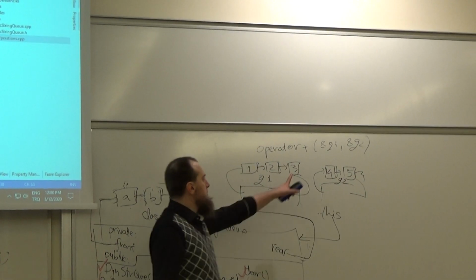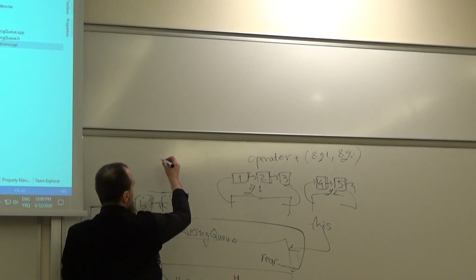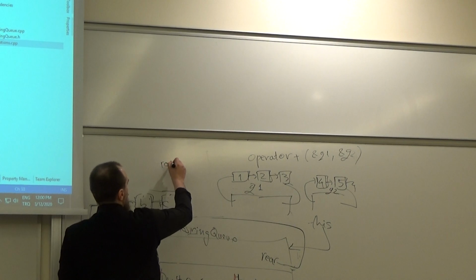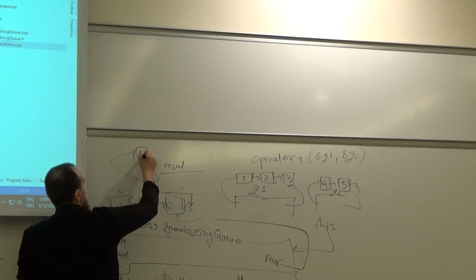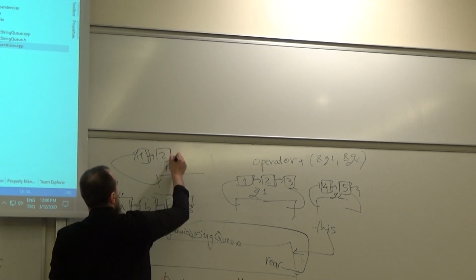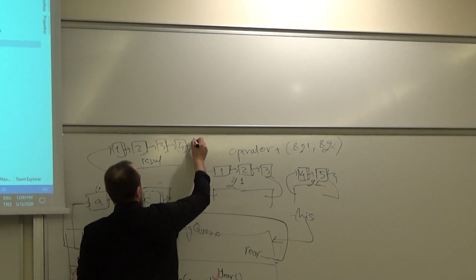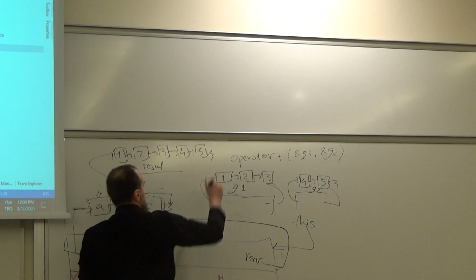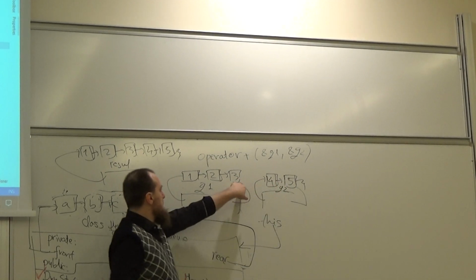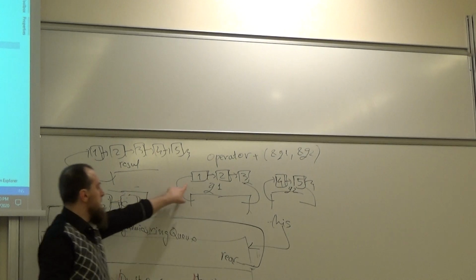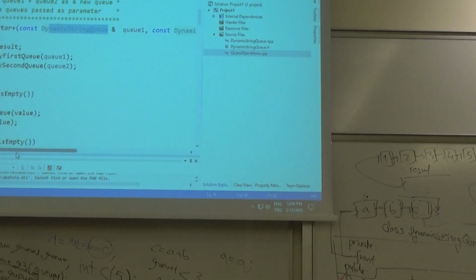Then operator plus is creating another queue. Let's call it Q3 or whatever, result maybe. This is my result. And result has something like this: 1, 2, 3, 4, 5. Basically, I'm adding elements of the first queue. I'm creating a result. Then I'm adding 1, 2, 3, and also 4, 5. So let's see how we're going to do that.